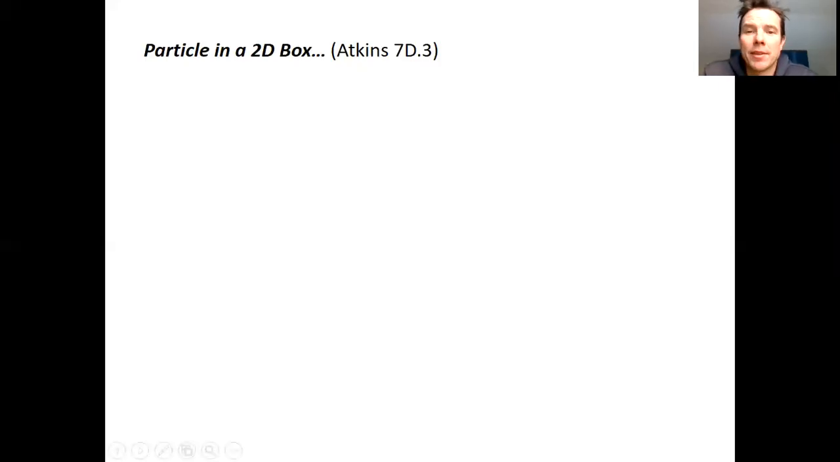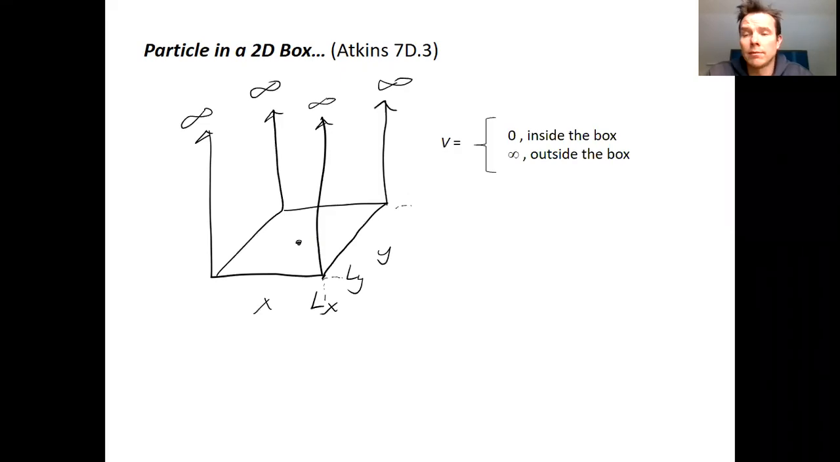Hi, everyone. This is the last permutation on the particle in the box problem that I want to talk about, called a particle in a two-dimensional box, described in Atkins 7D3. And as the name suggests, this is a lot like particle in a 1D box, except now it can move in two dimensions. It can move in X and it can move in Y.